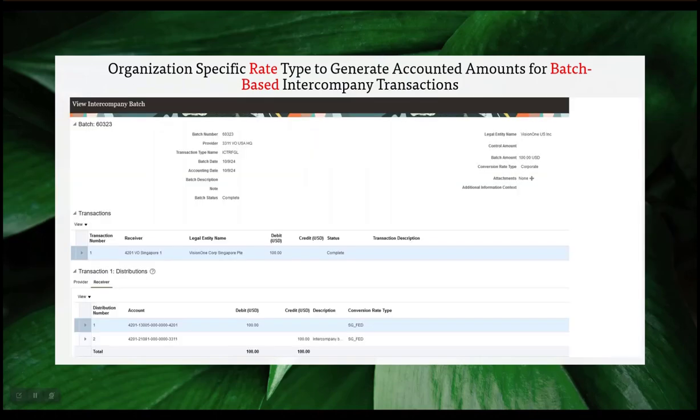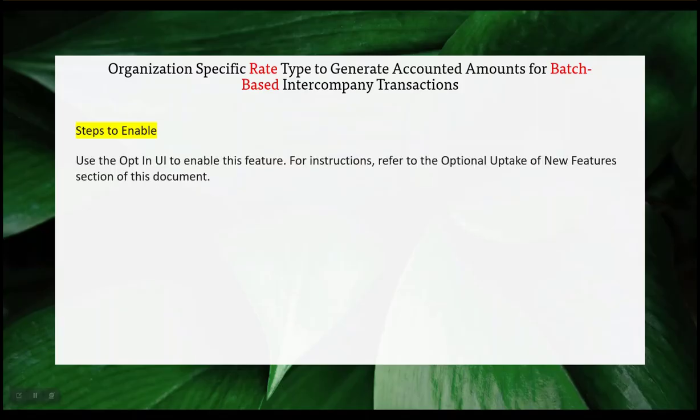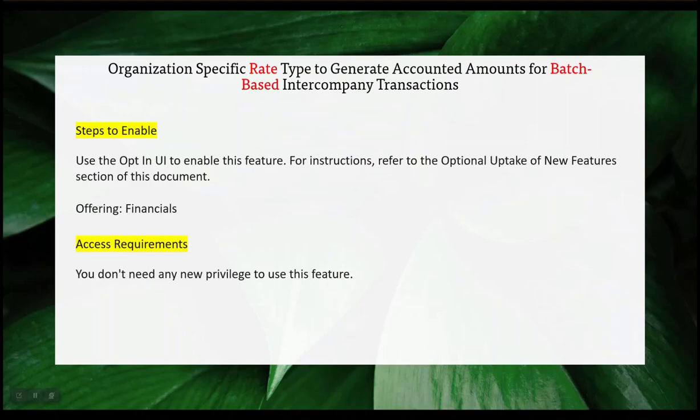Also, the intercompany organization setup user interface. The appropriate rate type determined during the transfer process for provider, receiver, and organization respectively is displayed at the distribution details of the intercompany transaction page. Steps to enable: use the opt-in user interface to enable these features for the offering of financials. What's the access requirement? You don't need any privilege to use this feature.